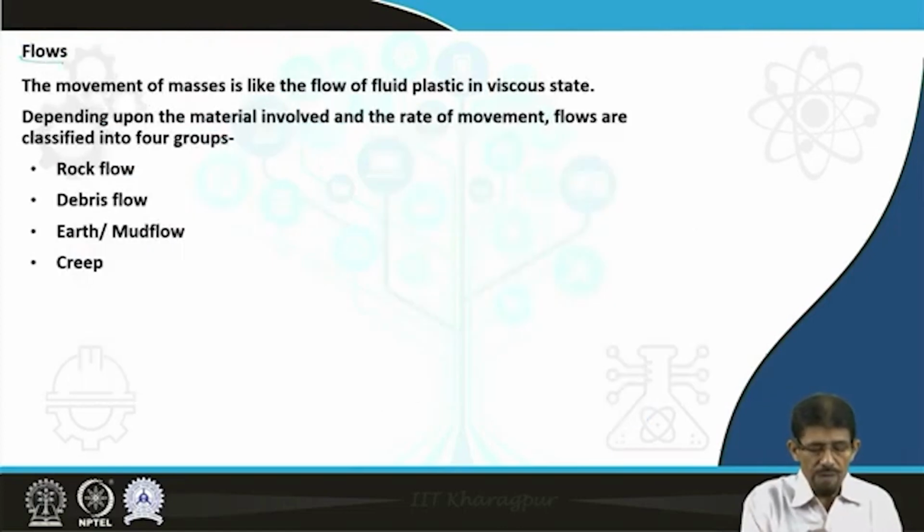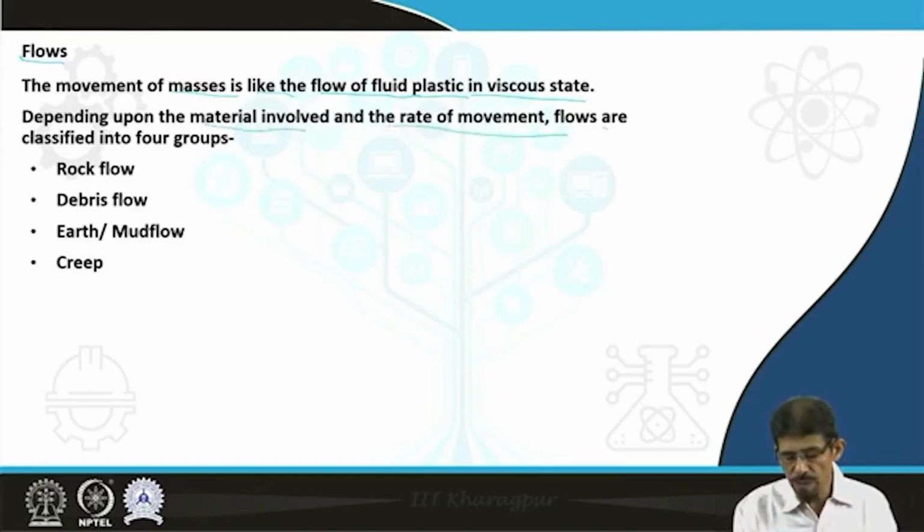Another type of slide is a flow. As the name indicates, it is the flow of detached material. The movement of the masses is like the flow of fluid, plastic in a viscous state, or fluid materials in viscous states. Depending on the material involved and the rate of movement, flows can be classified in four categories: rock flow, debris flow, earth or mud flow, and very slow flow, that is the creep.